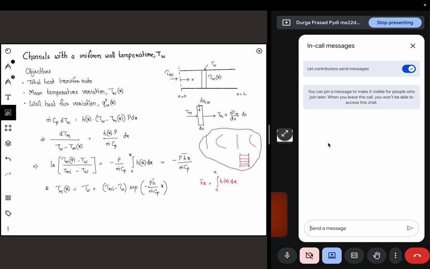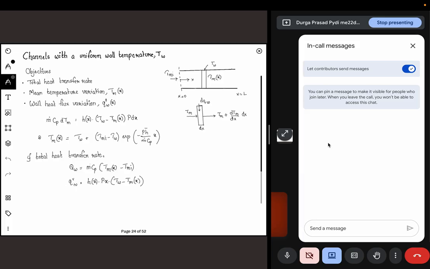Obviously, in practical scenarios, we won't have infinite pipes, so it will be somewhere in between, and you can use this expression for that. So this is the mean temperature variation. Now what happens to the wall heat flux? Total heat transfer rate is m dot Cp times the final temperature minus the initial temperature, and heat transfer is h times Px times this.